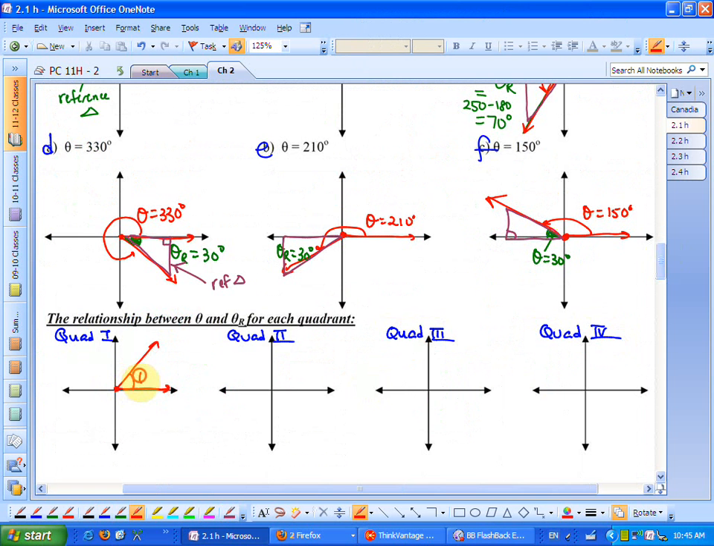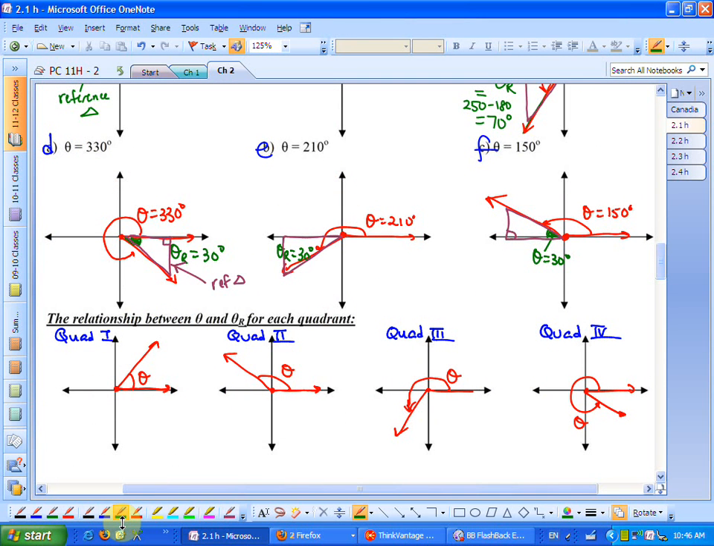Here's my first theta. I'm just drawing them randomly in the quadrant somewhere. Theta. Theta. And in quadrant 4, somewhere like this. Theta. Okay, so just draw them in first, please. And then I'm going to ask you to think about how this angle theta is related to theta r, which of course stands for the reference angle. Theta r is the reference angle.